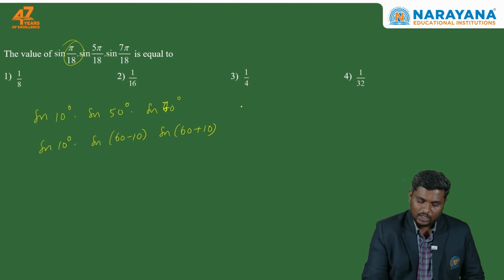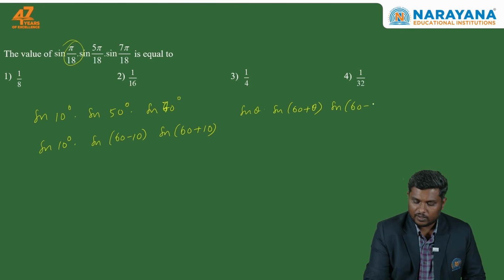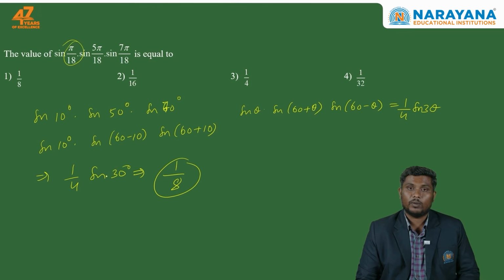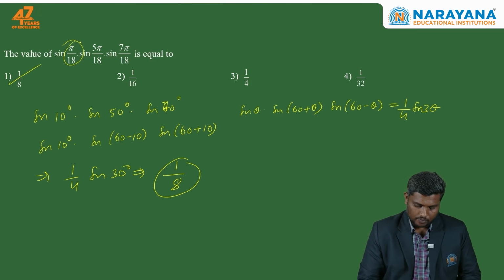Which is sine theta, sine 60 plus theta, sine 60 minus theta, which is 1 by 4 sine 3 theta. So 1 by 4 into sine 3 into 10, which is 30. So you're going to get 1 by 8, as sine 30 degree is equal to 1 by 2. Again, a very easy question. We'll move on to the next question.